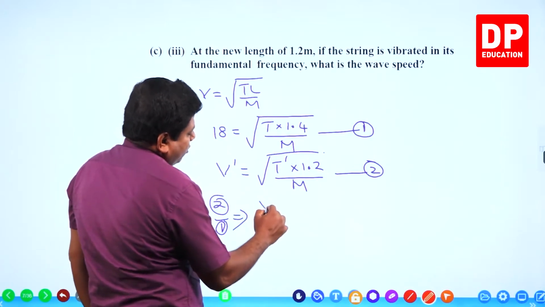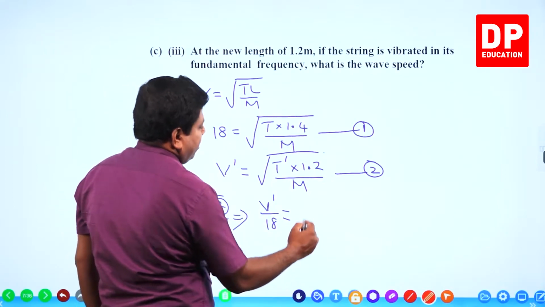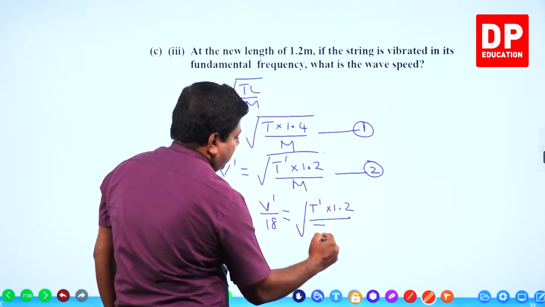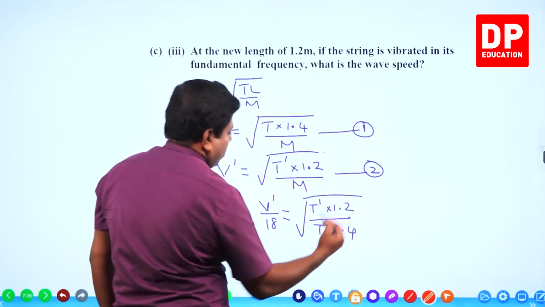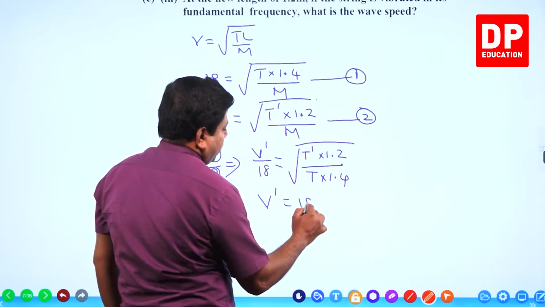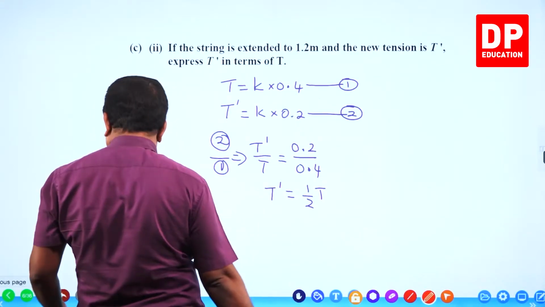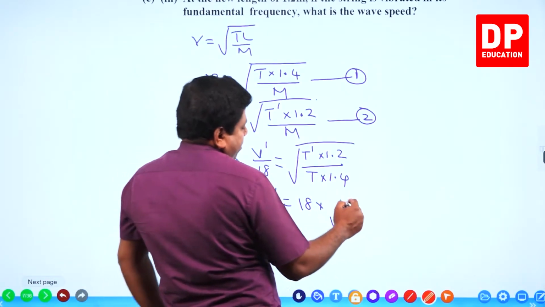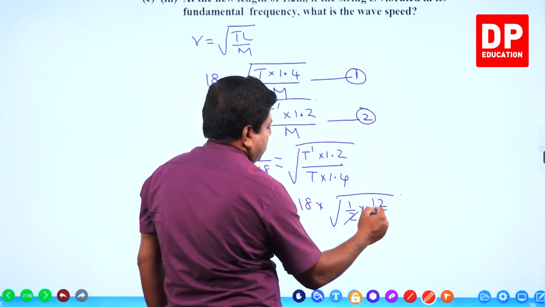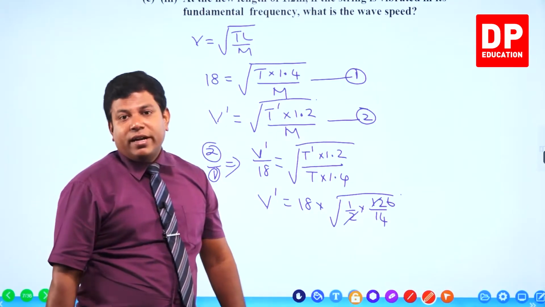Then you can say V dash by 18. When you divide these two, M and M will be cancelled. V dash on the top, T dash into 1.2, T into 1.4. V dash will be 18 into T dash over T is half, right? See, T dash over T is half. So when you put half there, half into 12 over 14, 6, we have 3 by 7. I have to take the square root of that.